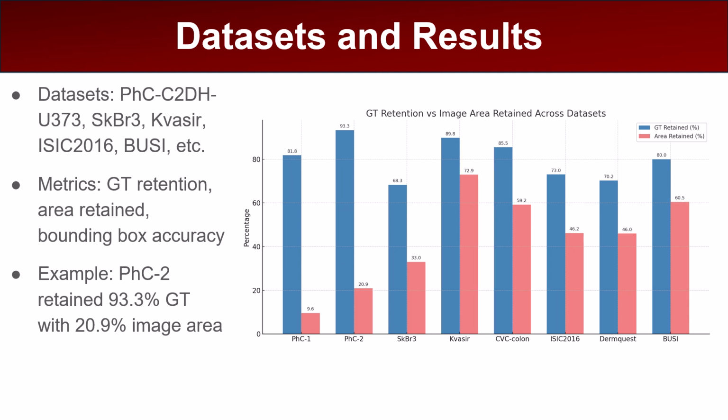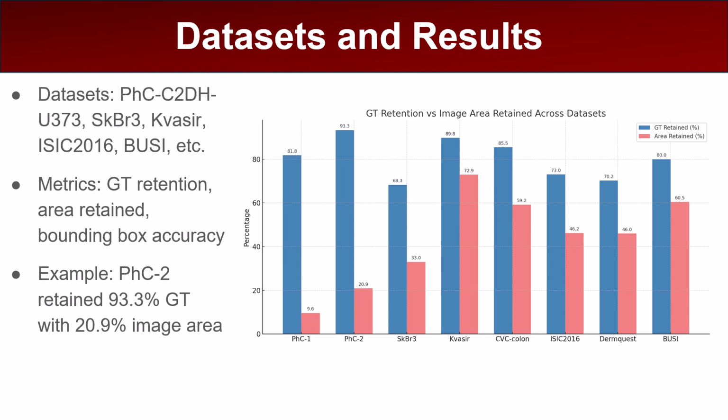Datasets like CAVSEER and CVC colon were also used, and even skin and breast cancer images from ISIC and BUSI, for example, were also used. The main metrics were ground truth retention, area retained, and bounding box accuracy. Essentially, they measured how much of the actual target was captured versus how much of the image was kept. The chart on the right visualizes this trade-off.